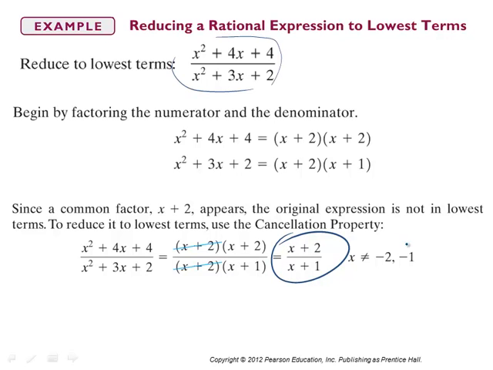It's all good, just provided that you don't divide by x being equal to -2 or -1, because this polynomial in the denominator is going to be 0 when x is equal to -2 or -1.